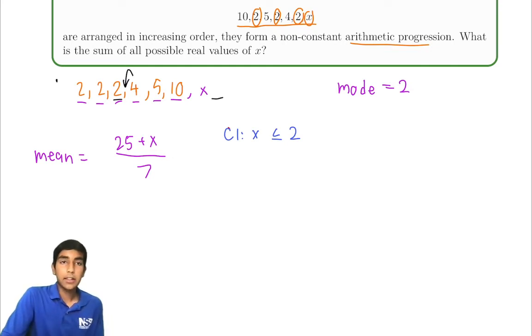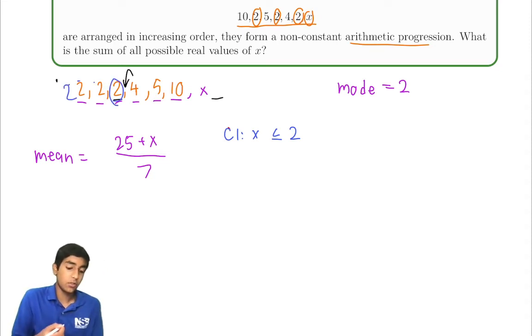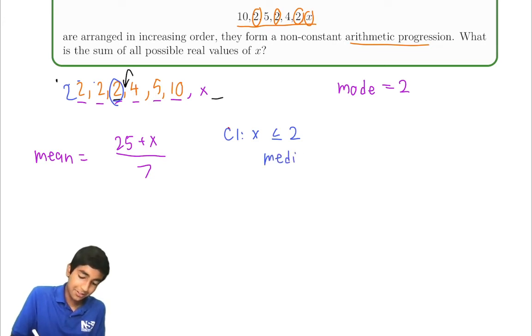So if x is less than or equal to 2, then what is the median? Well, we just discussed this. It has to be 2, because now there's 3 terms to the left of 2. So 2 is the 4th term. The median is equal to 2.